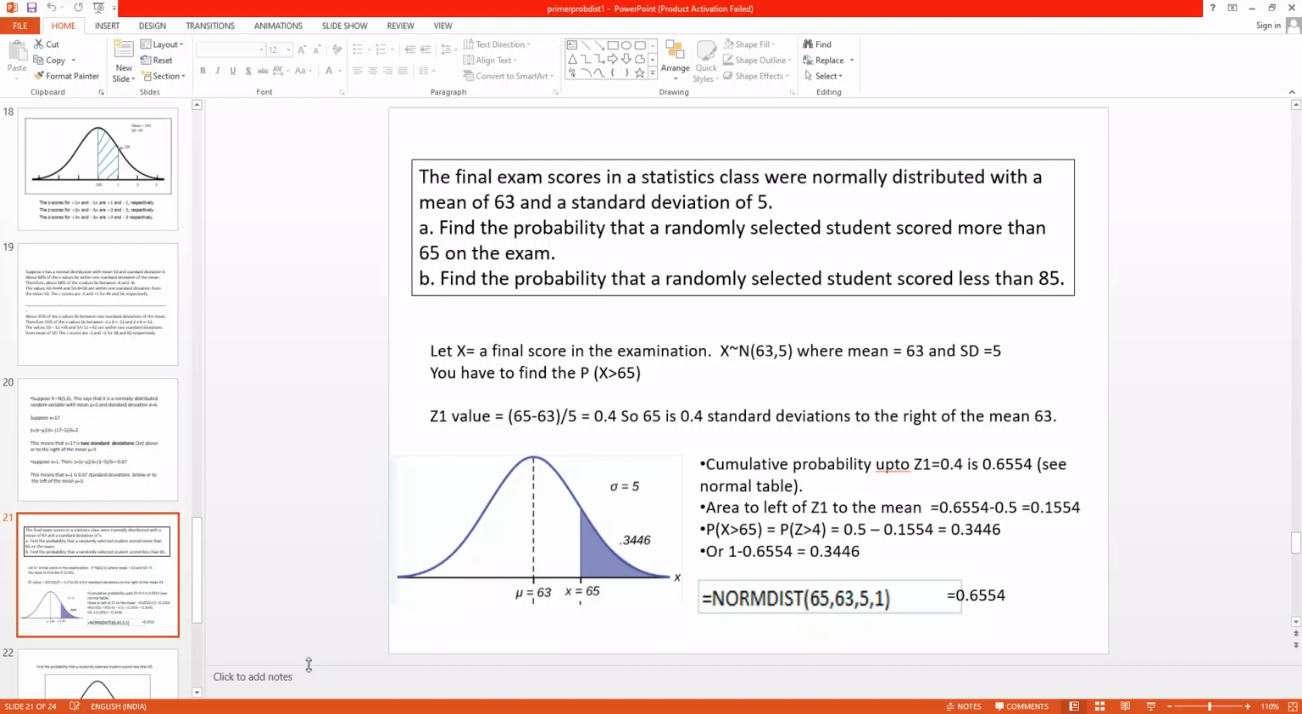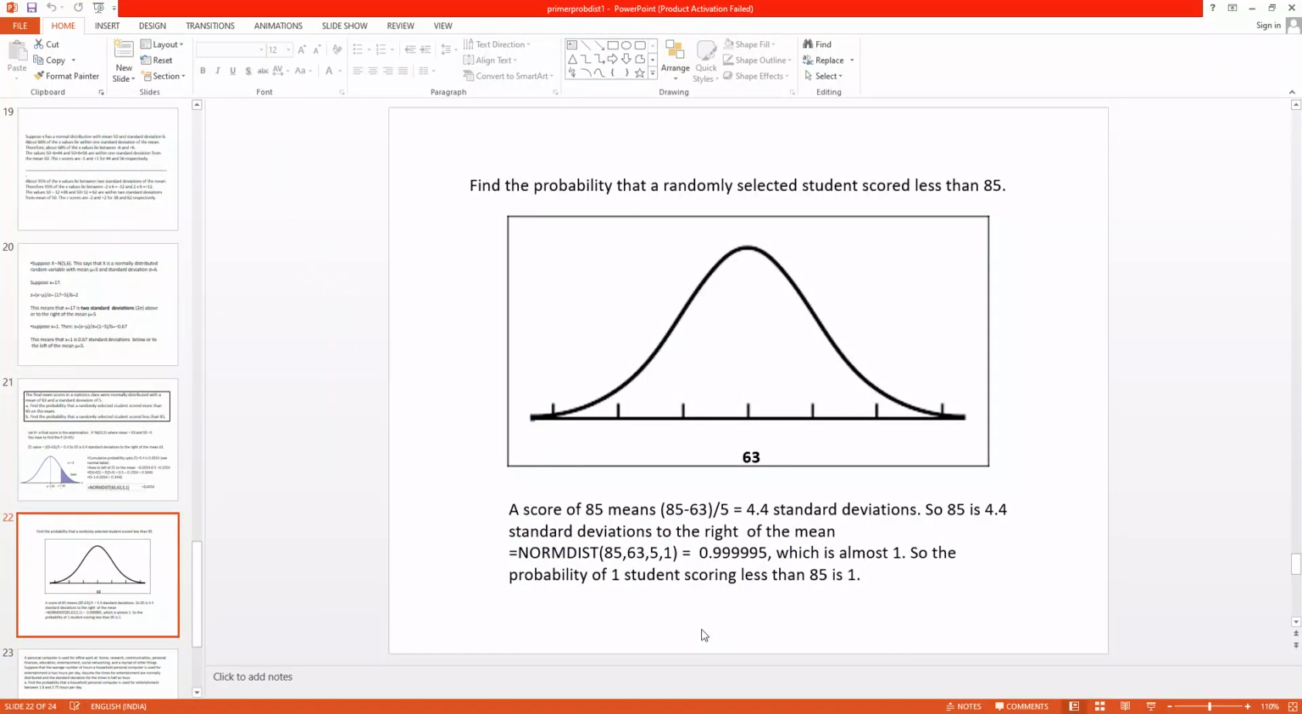Now, what is the probability that a randomly selected student scored less than 85? Now, that is something which you can try out also, but I'll quickly run through it. So 85 means 85 minus 63, which is the mean, by 5, which is 4.4. So 85 is 4.4 standard deviations to the right of the mean. Using the earlier formula, NORM.DIST, you find which is equal to almost 1. So the probability of one student scoring less than 85 is almost 1, which means almost all the students have scored 85 or below.